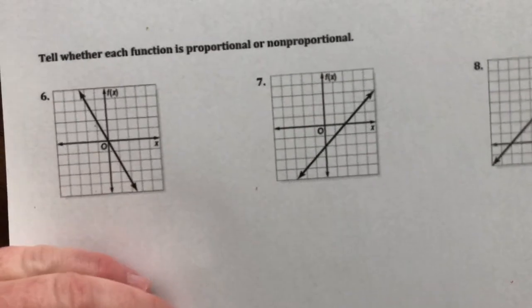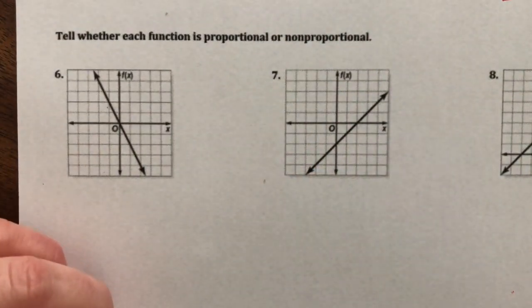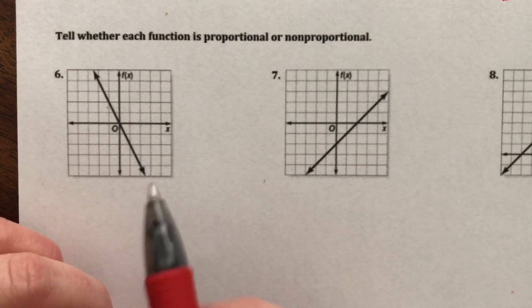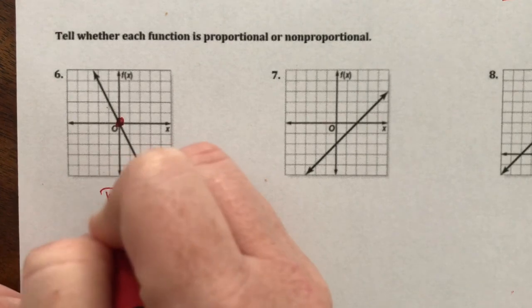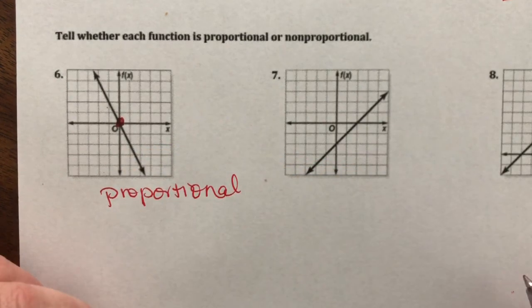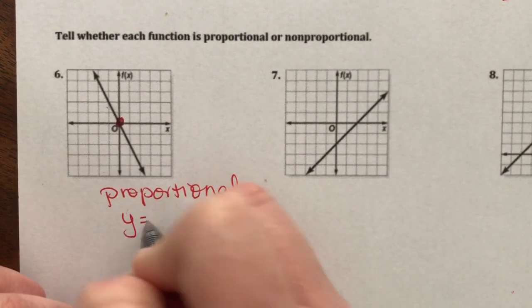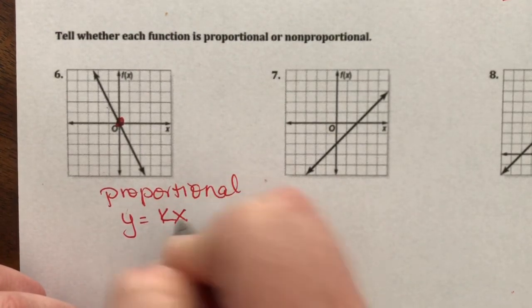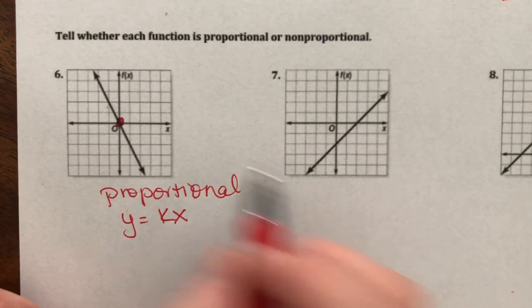Last 3. Tell whether each function is proportional or non-proportional. We don't even have to explain. So if it goes through 0, 0, it is proportional. Does this go through 0, 0? Yes, it does. So this is proportional. If we wanted to, it doesn't tell us to, but if we wanted to write an equation for this line, we're going to use y equals kx. It's proportional, so we're not going to add or subtract anything onto the end.